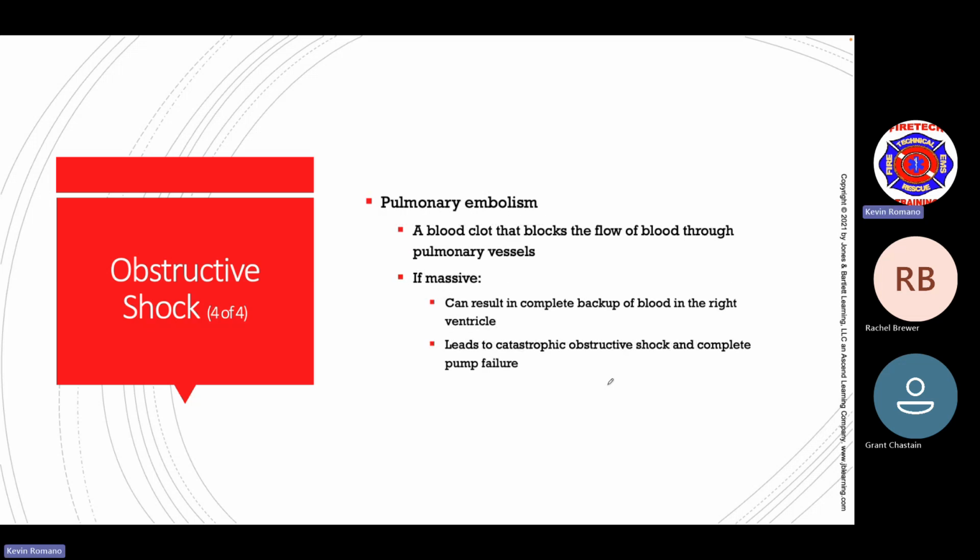A PE, pulmonary embolus, is a blood clot that occurs in the pulmonary circulation that blocks the flow of blood through the pulmonary vessels. When a massive PE occurs, it can prevent blood flow from being pumped to the right side of the heart, to the left, resulting in a complete backup of blood in the right ventricles and leading to catastrophic obstructive shock and complete pump failure. Right? The worst pulmonary embolus you can get is something called a saddle PE. That's going to be one of the worst ones you can get, the PEs.